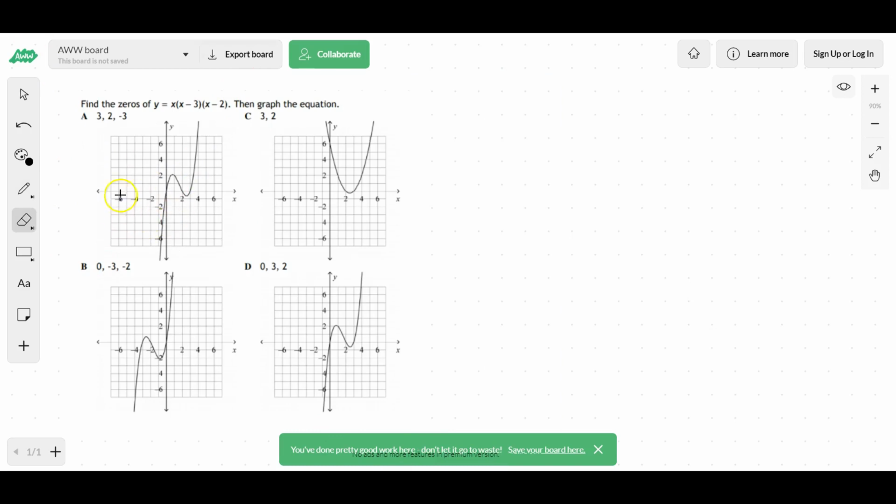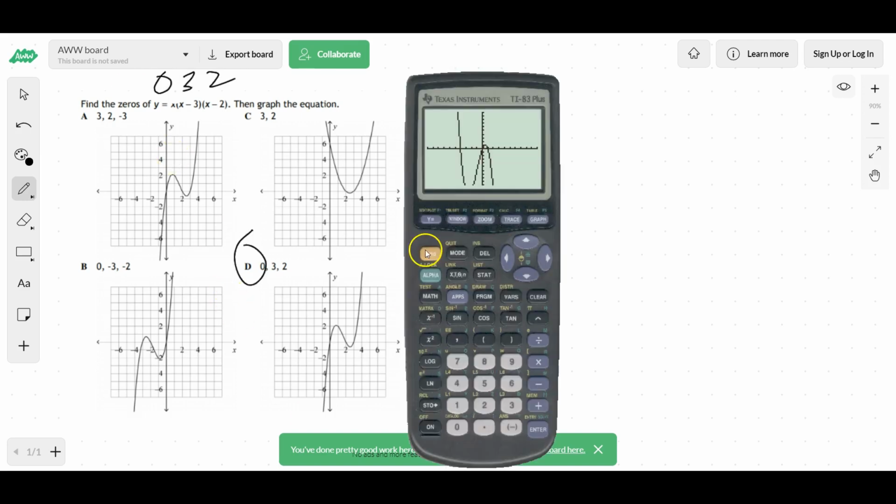This one, again, I'd probably graph on my graphing calculator, but you can actually just tell the answer by looking at the zeros. Because they said, look, you have these zeros, and what's the graph look like? So the zeros would obviously be at 0, 3, and 2. So it's got to be D. But let's see the graph and just double check.